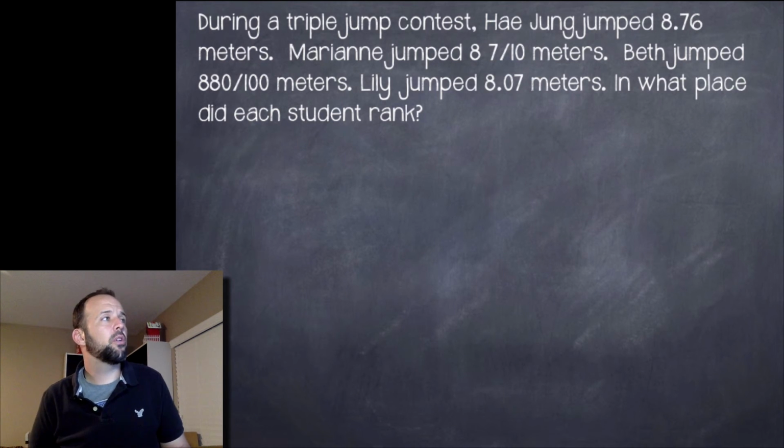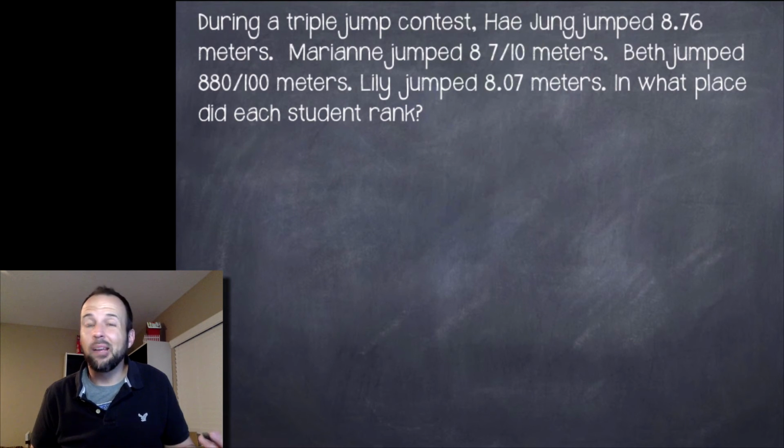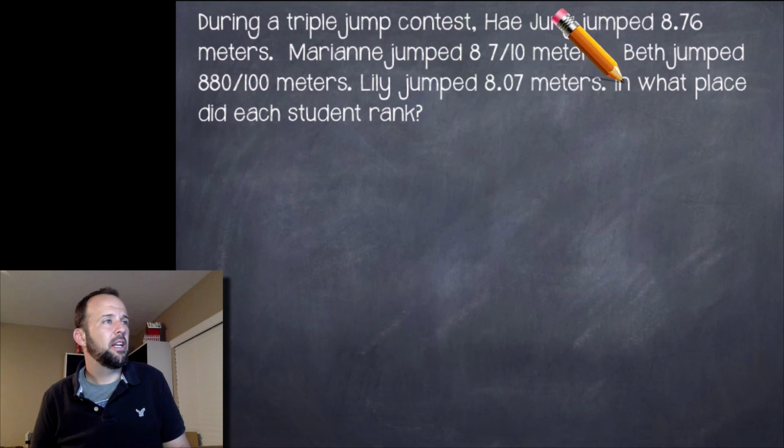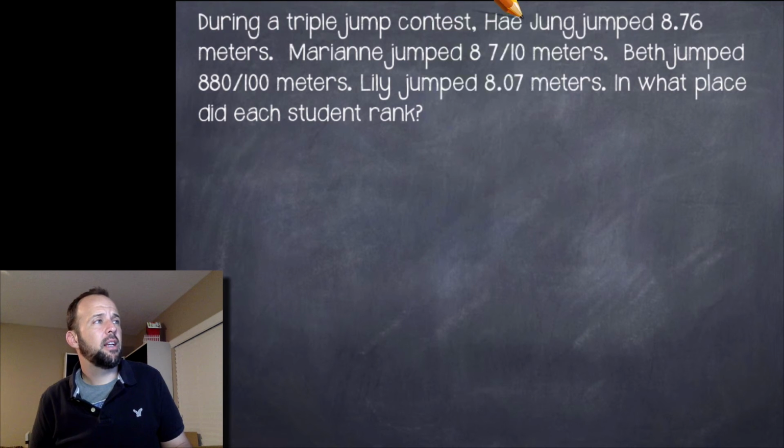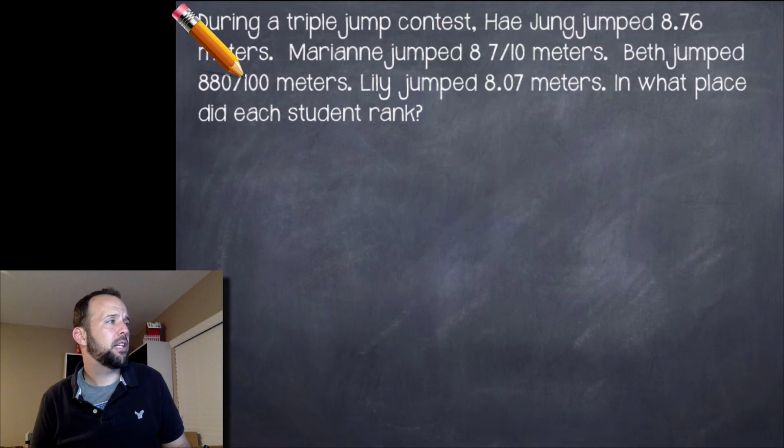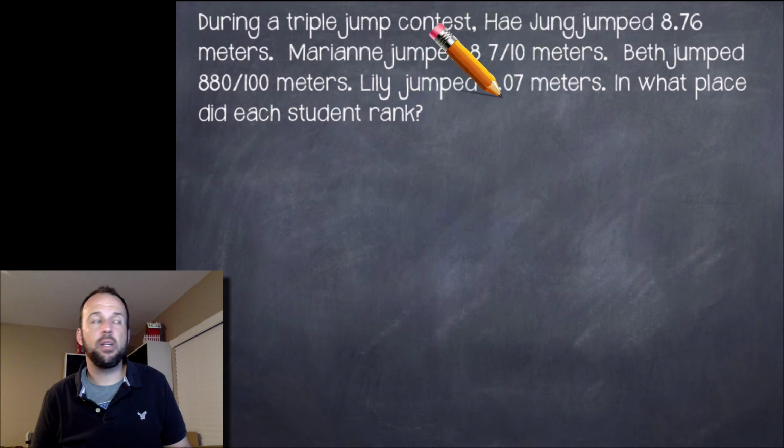So some of the key words that would make me think that we're doing comparisons here, is this one says at the end, well, let's read the whole thing first. During a triple jump contest, Hae Young jumped 8 and 76 hundredths meters. Marianne jumped 8 and 7/10 meters, and Beth jumped 880 hundredths meters, and Lily jumped 8 and 7/100 of a meter. In what place did each student rank?